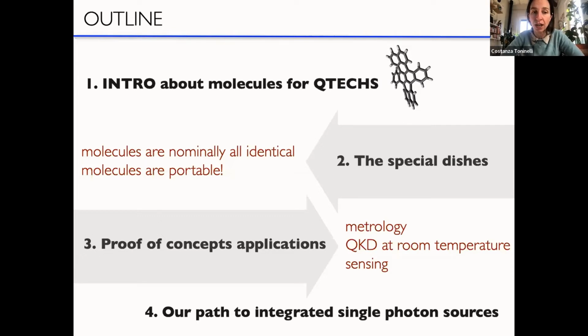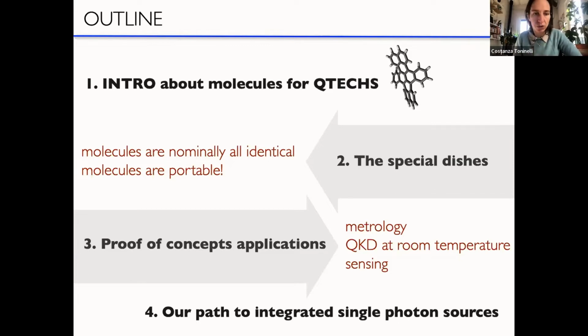First point is that molecules are nominally all identical. And this is very important. You remember this goal of scaling up the number of quantum emitters. If these photons also have to be indistinguishable, you would want these molecules to be identical. And if you compare them with epitaxial quantum dots, it is clear that it is much easier to get identical emitters with molecules than with artificial structures.